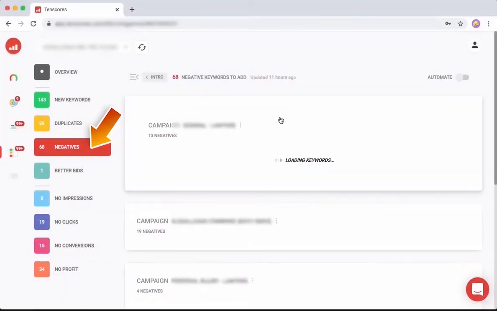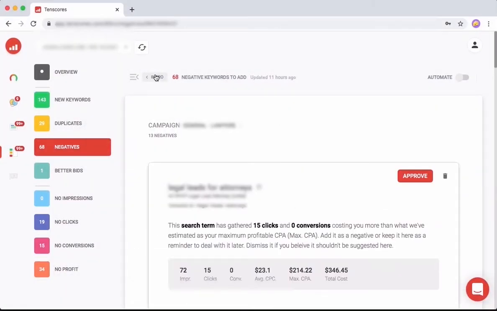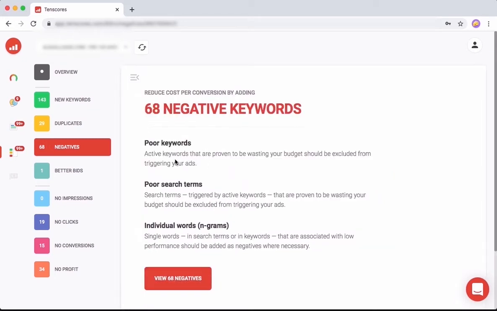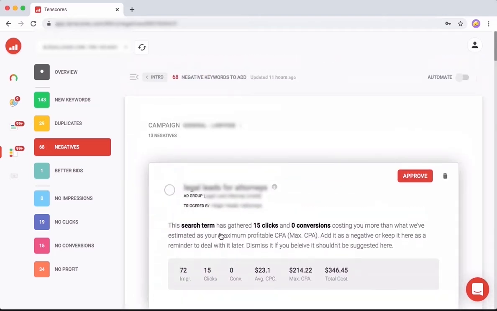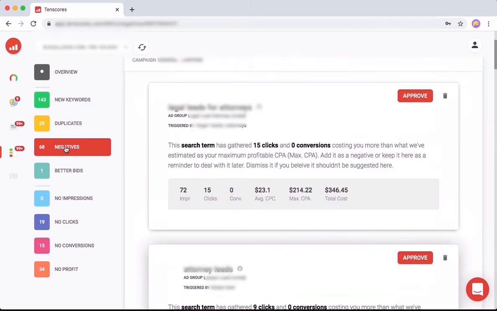So the negative keywords here, there are a few types of negatives. So the first type is if you have keywords. Each section, by the way, has a short introduction, so you can read the intro just to understand where the data comes from. The negative keywords, we look at keyword performance and any search terms that are performing really poorly in terms of cost per conversion, they are going to be shown in this section, as well as n-gram. So we take a look at all your keywords, and if we spot words that appear multiple times and that are associated with bad performance, then they are going to show up here in the negatives.